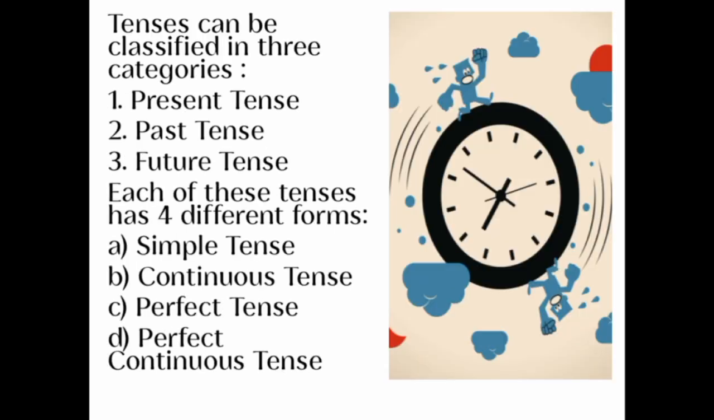Tenses can be classified into three main categories. They are present tense, past tense, and future tense. Each of these tenses has four different forms. Like present tense has simple tense, continuous tense, perfect tense and perfect continuous tense. Even past tense has simple tense, continuous tense, perfect tense and perfect continuous tense. Even future tense has simple tense, continuous tense, perfect tense and perfect continuous tense.